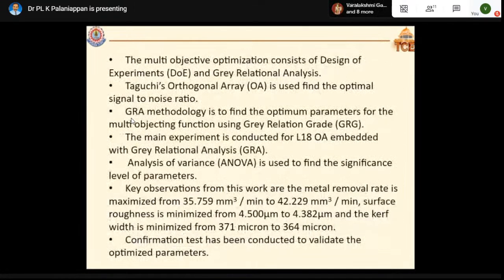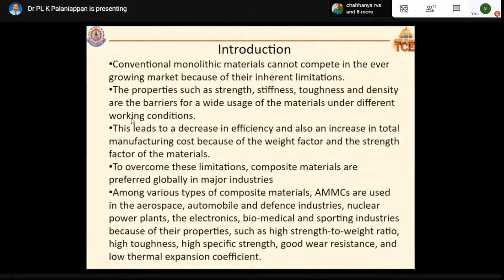So this is the snapshot of my total presentation, my work. So now I am going into the detail. So let's go to the introduction.